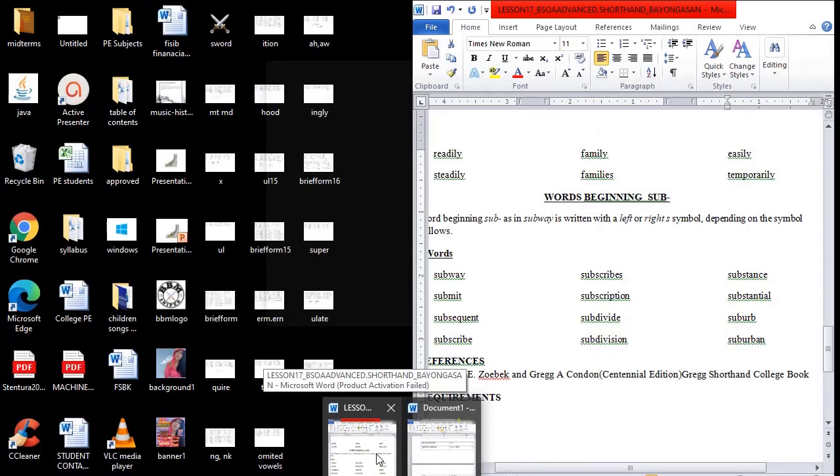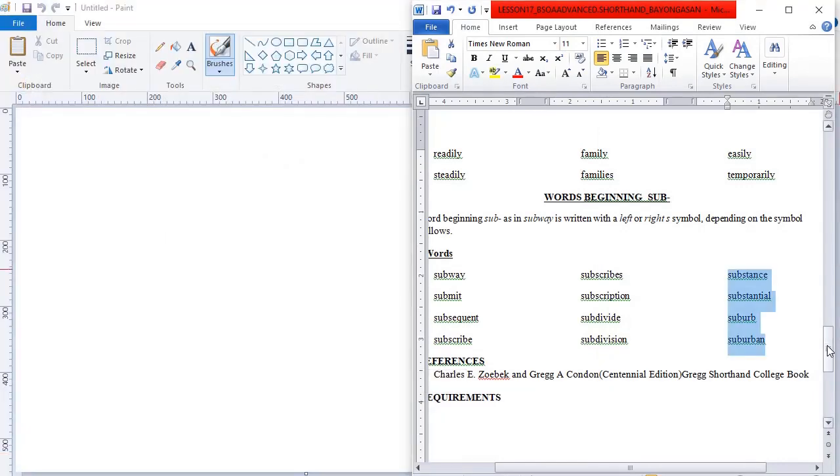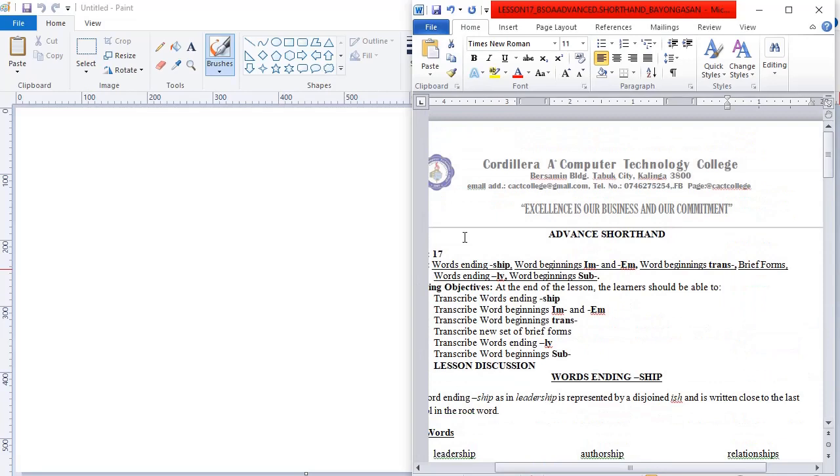Okay, so first up, according to your module, sa inyong module, ang sabi dyan, we're going to transcribe words ending ship, transcribe word beginnings im and m, we're going to transcribe word beginning trans, and we're going to transcribe new set of brief forms, transcribe words ending li and lastly, we're going to transcribe word beginning sub. Okay, so let's move on.